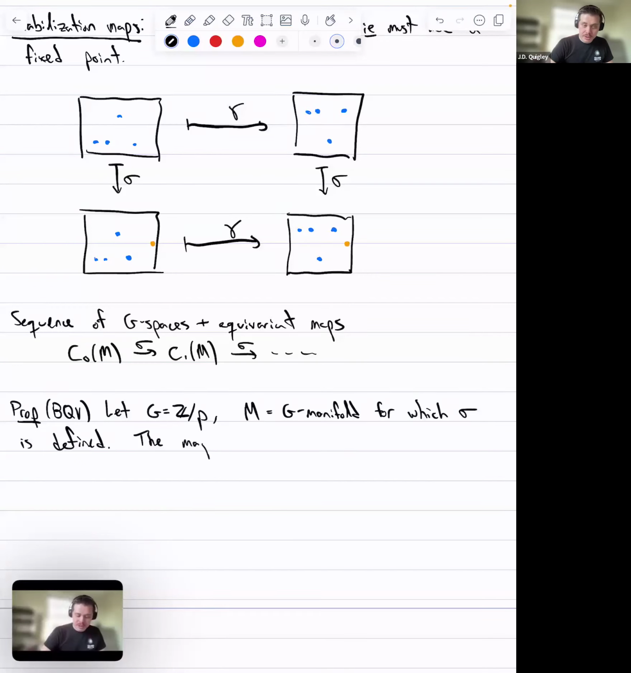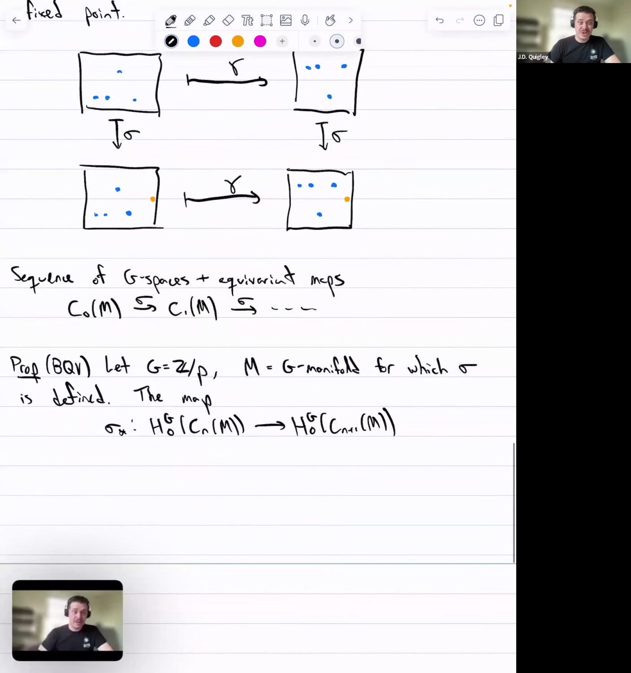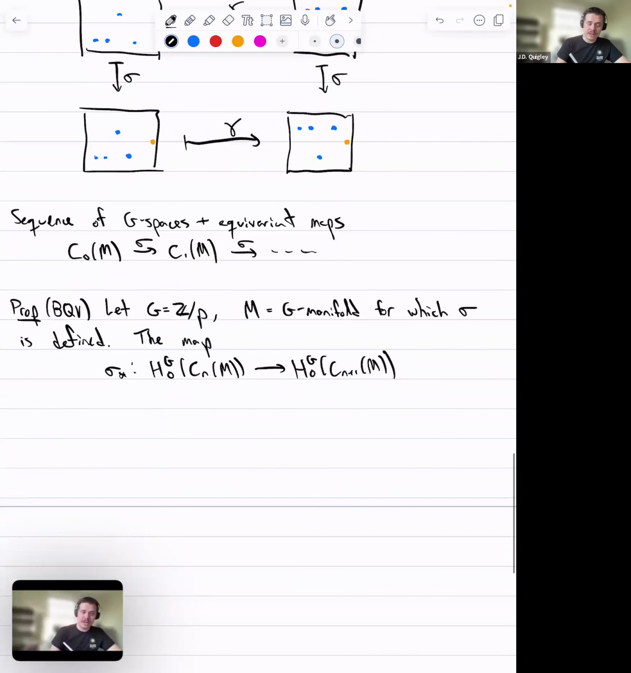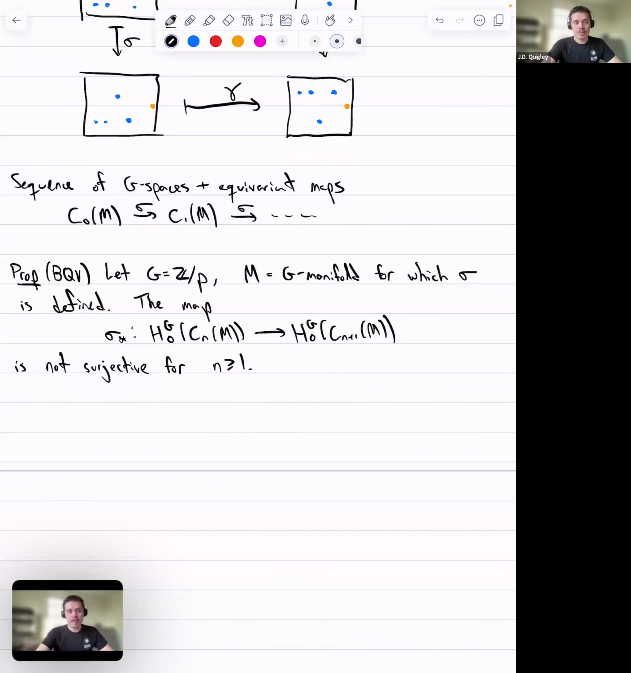Then I can look at the map sigma star in the 0th Bredon homology, from Cn of M to Cn plus 1 of M. And this is not going to be surjective for any n greater than or equal to 1.